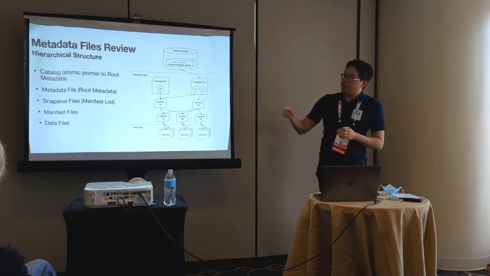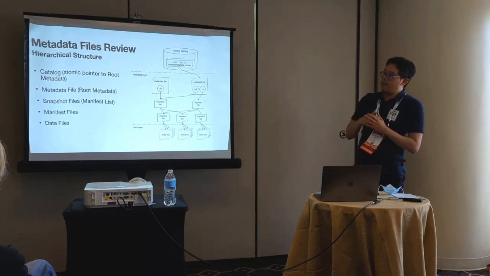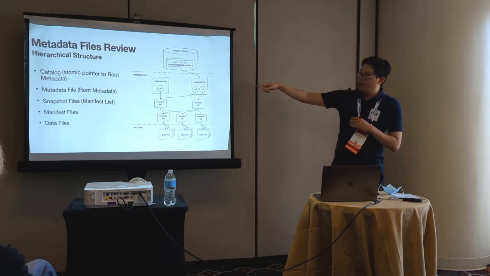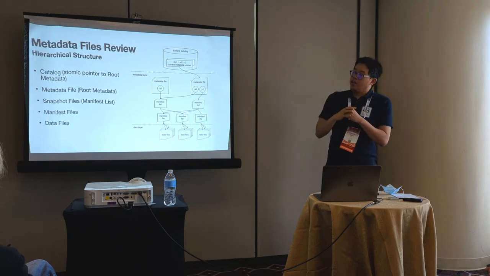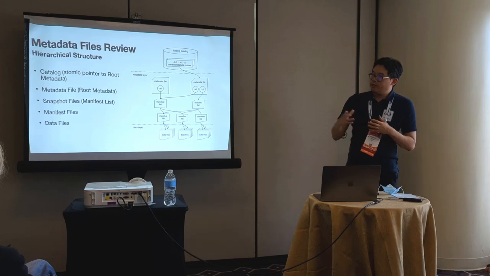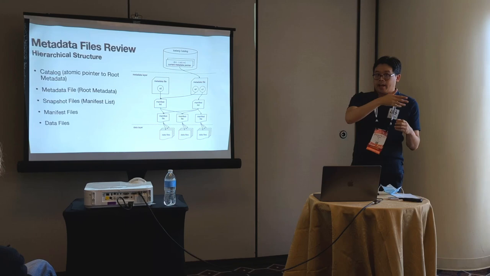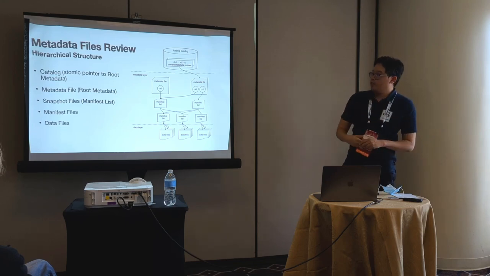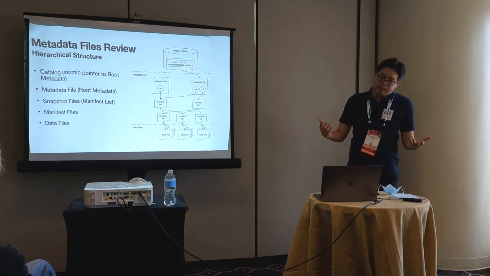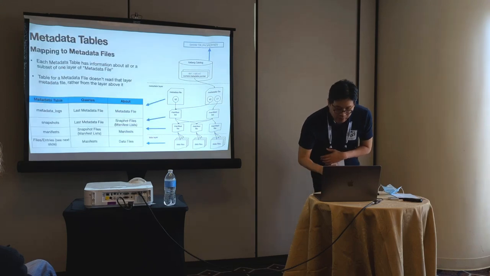The first thing on top is actually outside the metadata files. This is a catalog, which I think Sam did a really good talk on. It's an external thing whose only job is to point to the top level metadata file, the root metadata file. The root metadata file then points to a set of files technically called manifest lists, but for this talk, I'll call them snapshot files because that's what they really are. They're the things that allow us to go back in time and look at different snapshots. Then that snapshot file has children called manifest files, which have children called data files. So quite a simple hierarchical structure, nothing very crazy there.